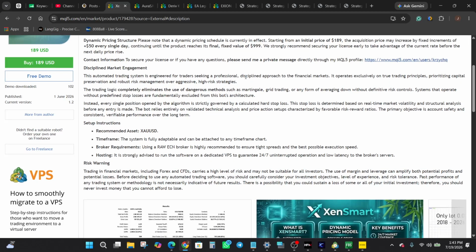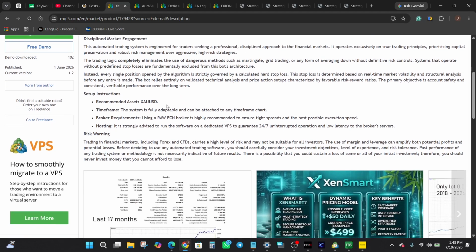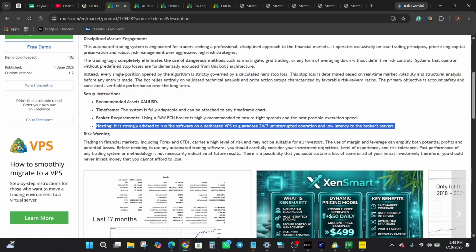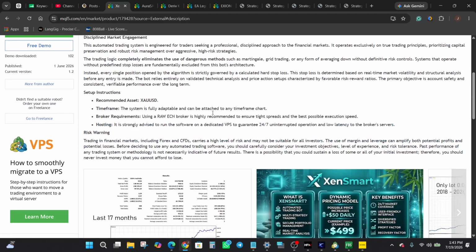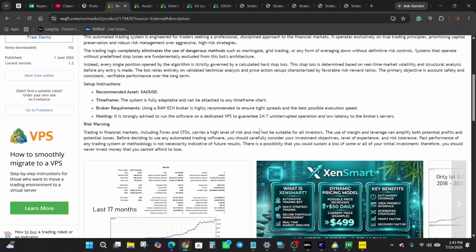All right, so down at setup instructions, the recommended asset is XAUUSD, and the system is described as adaptable to any time frame. Okay, a raw ECN broker is recommended for tight spreads and execution speed, along with a dedicated VPS for continuous operation. The listing closes with a standard risk warning about leverage and the possibility of losing some or all invested capital. Now, let us get into the back test that I ran myself.